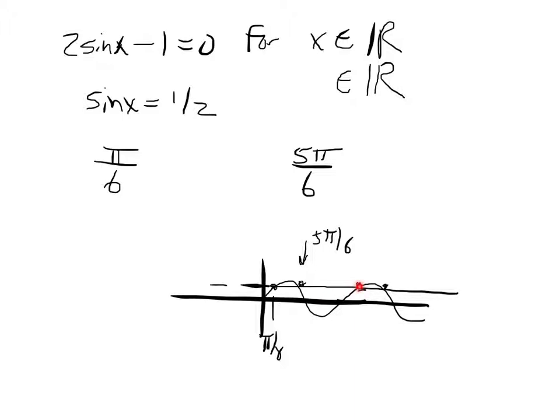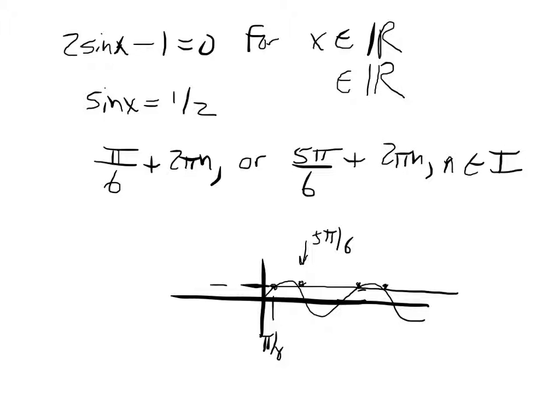What would be the next solution after that? That plus another 2 pi. What would be the next solution? Plus another 2 pi. So we've talked about this a little before. We could just say plus 2 pi n, where n's an integer, or ditto for the 5 pi over 6. I have a solution here. I go a full period, I get the next one. So 5 pi over 6 plus 2 pi n, and n is an integer.